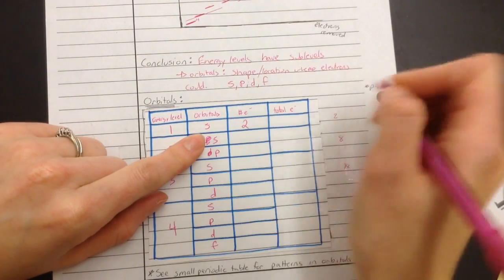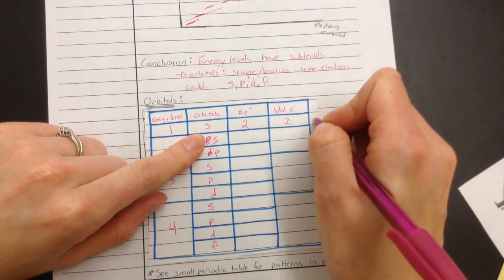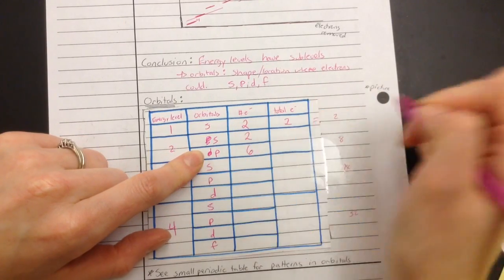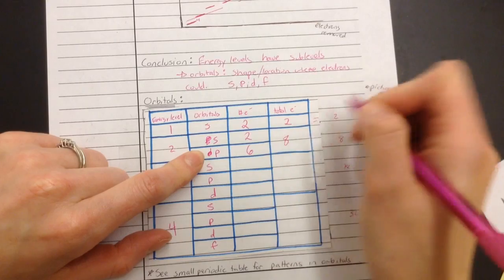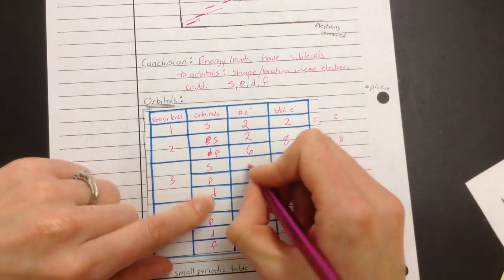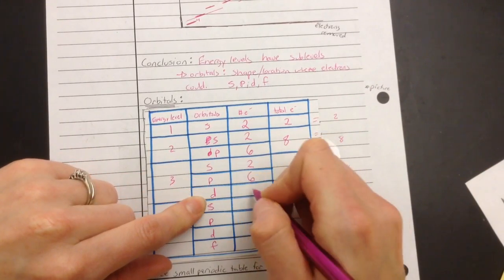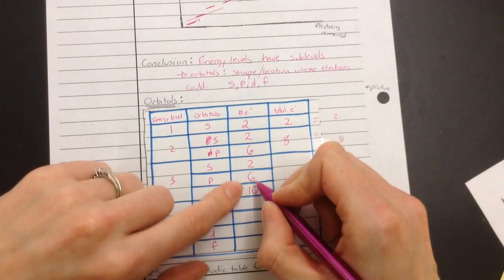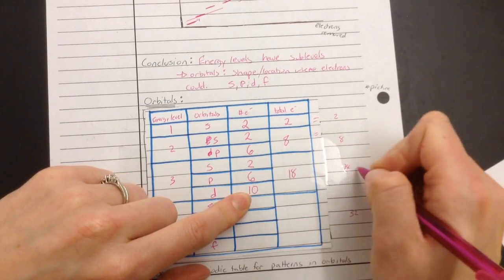So we can fit 2 in S, which means we'll have 2 total electrons. Check. S can hold 2, P can hold 6, so that's a total of 8. Check. S can hold 2, P can hold 6, D can hold 10, because remember we've got 2, 4, 6, 8, 10 in each of those. 10 plus 6 plus 2 is in fact 18, so we're matching there too.